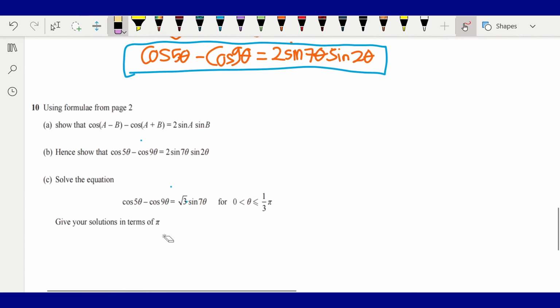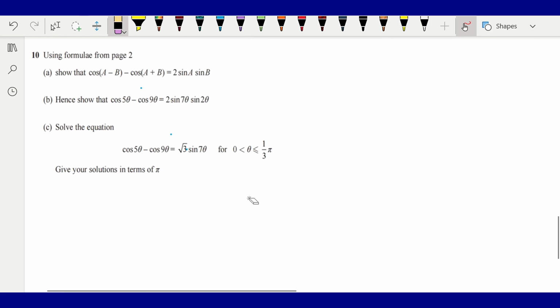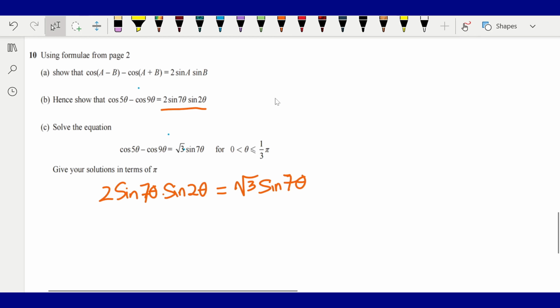Let's see C. Solve the equation cos 5 theta minus cos 9 theta equals square root of 3 sin 7 theta for theta between 0 and 1/3 pi. So how do we solve that? You can use the answer from the previous one. Cos 5 theta minus cos 9 theta equals this part, so we just write 2 sin 7 theta sin 2 theta. Next, we write that equals square root of 3 sin 7 theta.